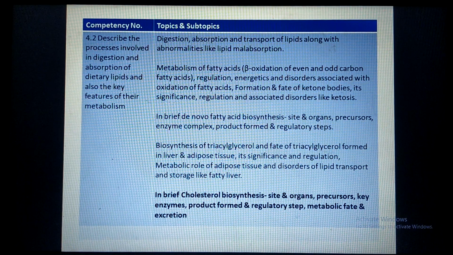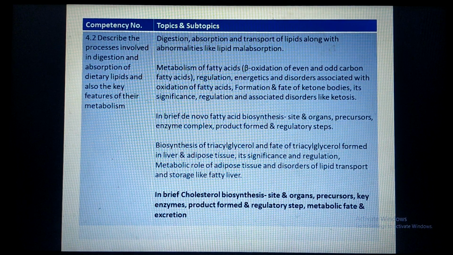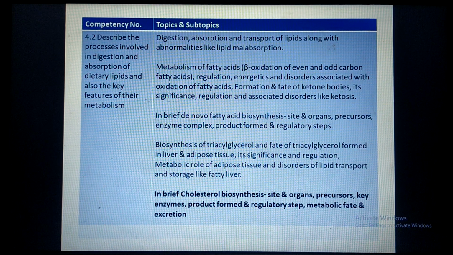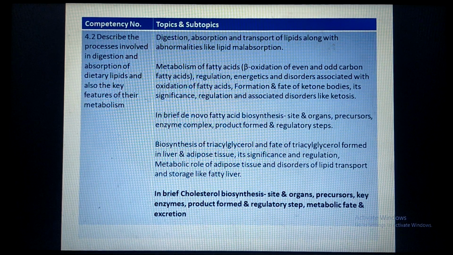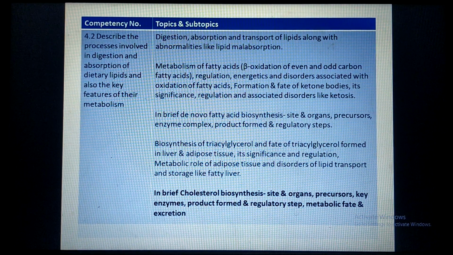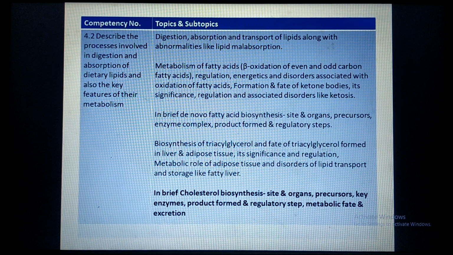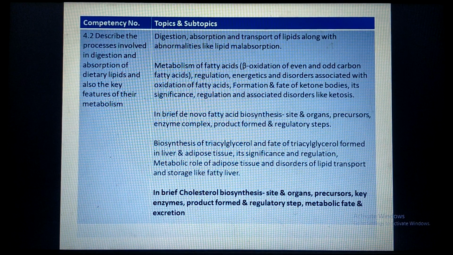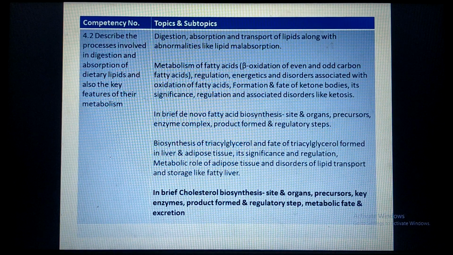Students, we will continue Competency number 4.2, and today's topic of discussion is cholesterol biosynthesis: site and organ for cholesterol synthesis, precursors, key enzyme, products formed from cholesterol, regulatory step, metabolic fate and excretion of cholesterol.